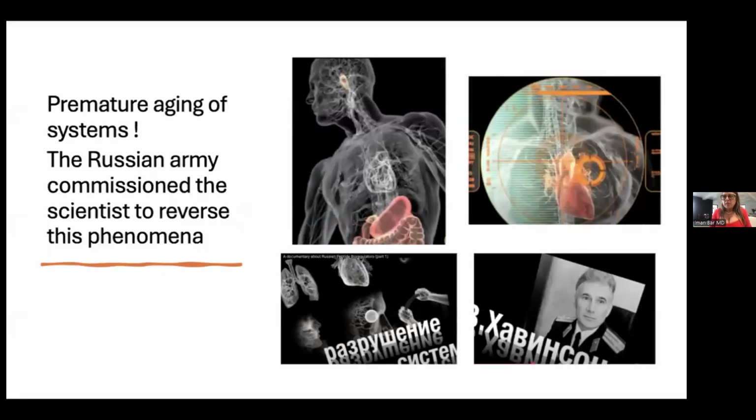So the Russian government, in the mid-last century, assigned Dr. Khavinson, who is down there at the bottom. He was a physician assigned with the army. He got into the army to treat this problem of premature aging, which they found in all their soldiers exposed to radiation and being in submarines for months and months.